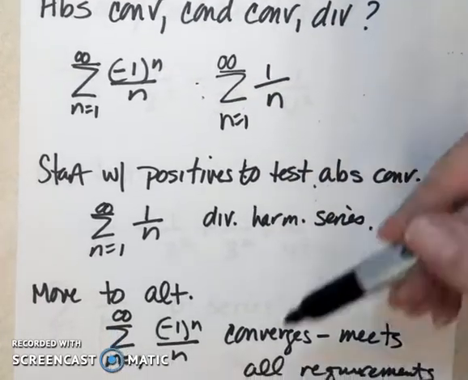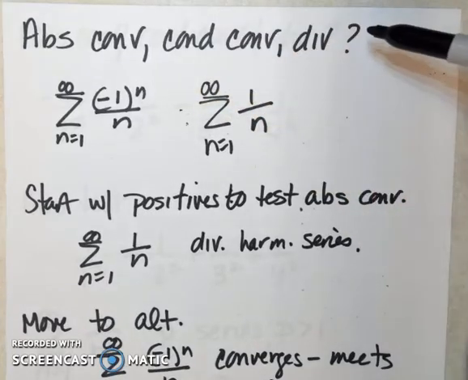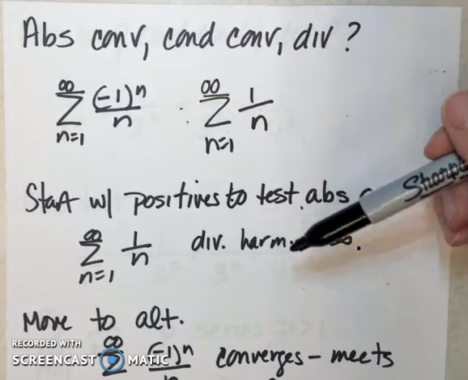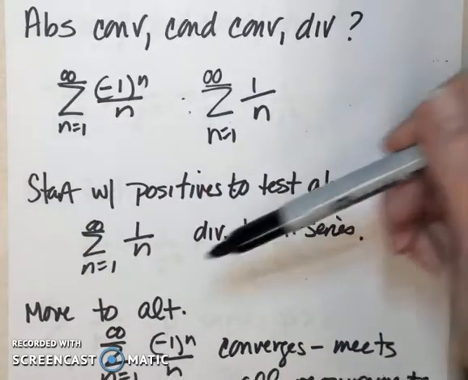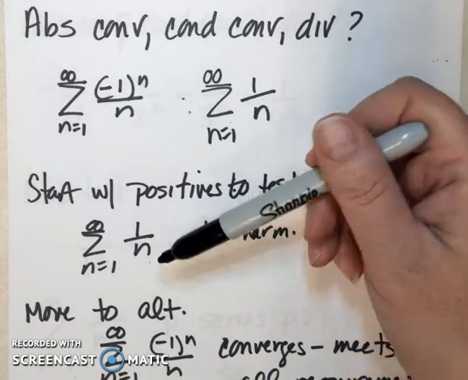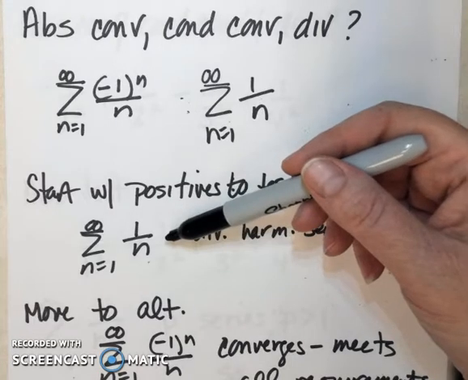But you always, no matter how they give you the question, absolute convergent, conditionally convergent, or divergent, you start with the positives. What that means is the absolute values are convergent. So I'm going to start with the positives. I have the series 1 over n, not alternating, all positives. And we know that that diverges.